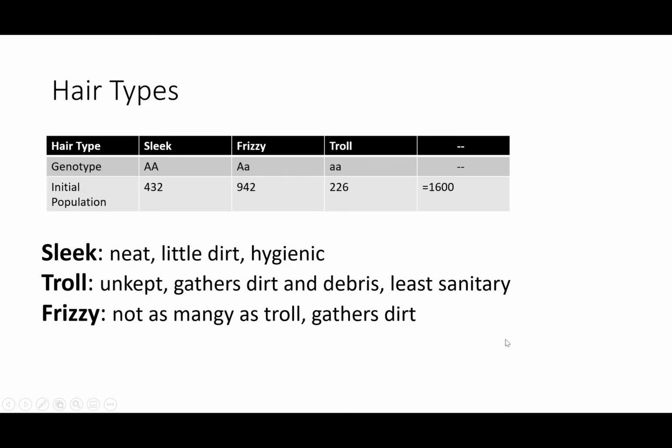So the hair types: I have sleek represented by the dominant homozygous, big A. I've got frizzy represented by the heterozygous, big A, little a, and troll hair, which is represented by the homozygous recessive, little a. And the initial population of sleek is 432. We have the most of frizzy, and the lowest number in the population have troll hair, and they all equal to 1600.